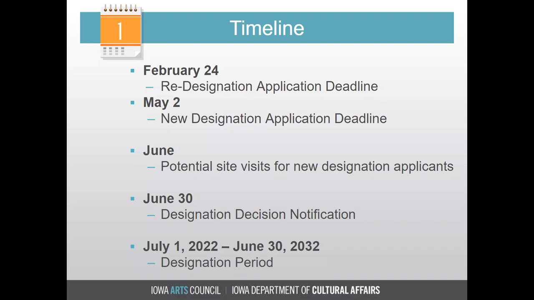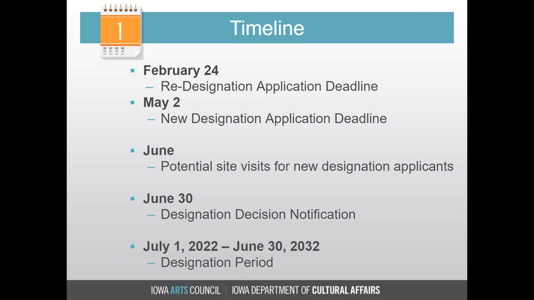All material must be submitted using the Slideroom application portal, and material will not be accepted in any other format. Then applications will undergo review by the Iowa Arts Council staff for eligibility. Eligible applications will be sent to a competitive review panel by the Iowa Great Places Citizen Advisory Board. For new designations, IAC staff will contact finalist applicants to set up site visits in mid-June. Site visits consist of a visit to the proposed Iowa Great Place by the Iowa Arts Council and the Iowa Department of Cultural Affairs staff, as well as Great Places board members.